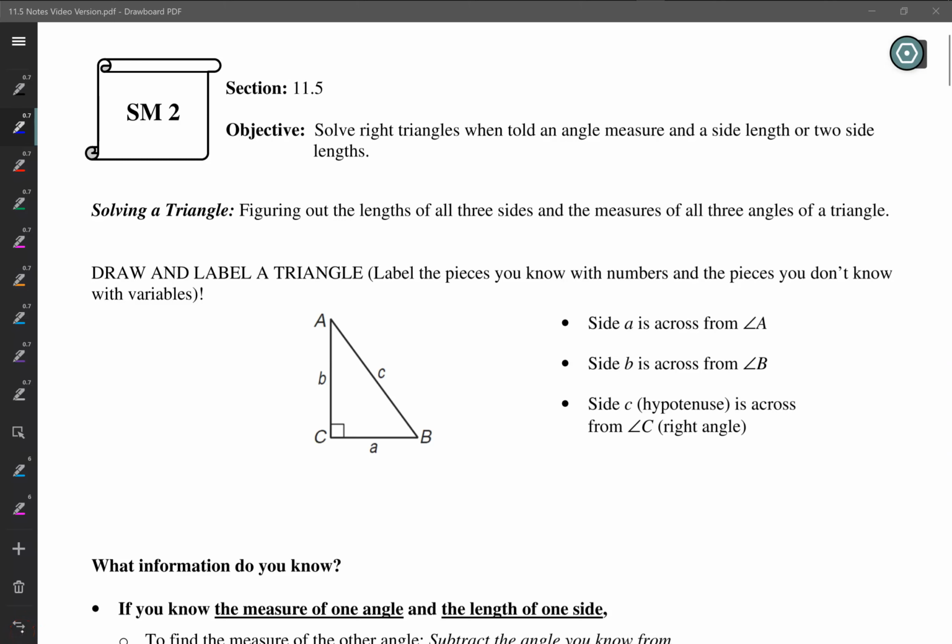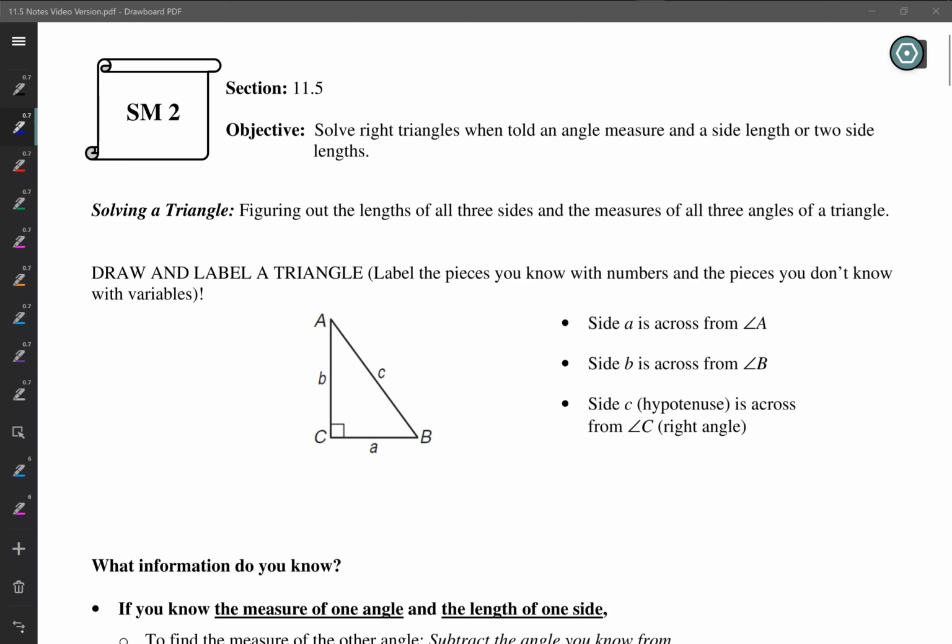Today we're going to put everything we've done in this unit together, and we're going to be doing what is called solving a right triangle. What that means is you will be told some information about a triangle. For example, you might be told the measure of one of the angles and how long one of the sides is, or you might be told how long two of the sides are.